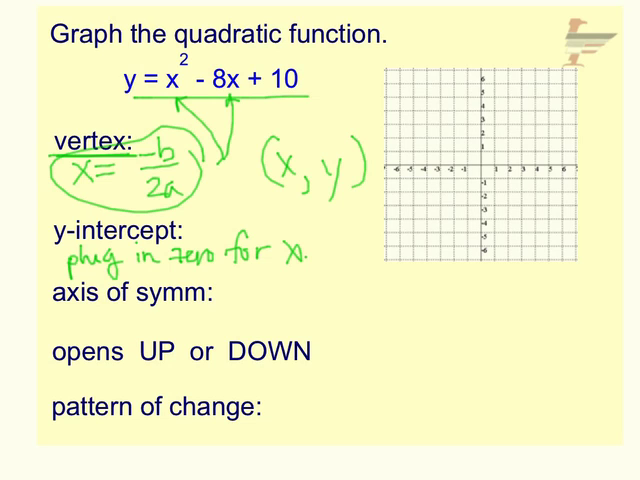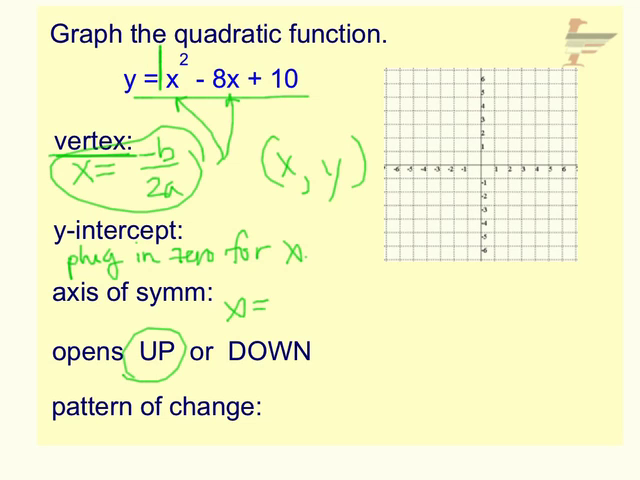Axis of symmetry is always going to be x equals some number, and then you can tell if it's opening up or down from the original equation. The a value is the number in front of the x squared, so our a value must be 1, which is positive, so I know this graph is opening up.